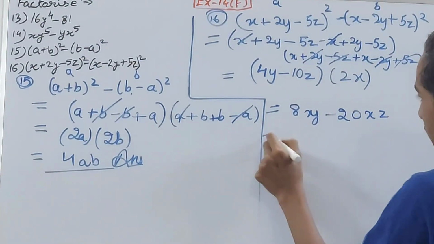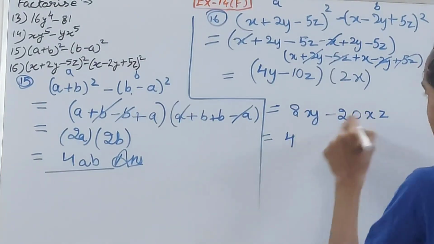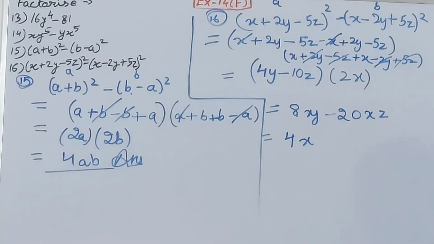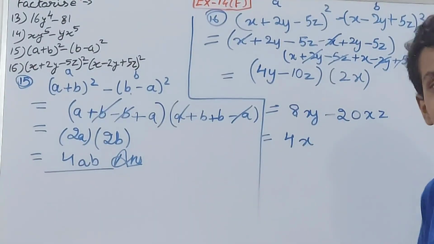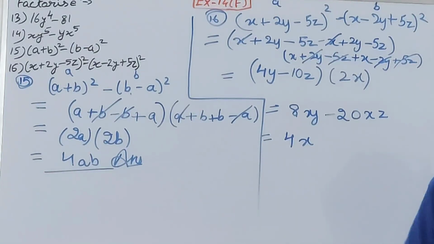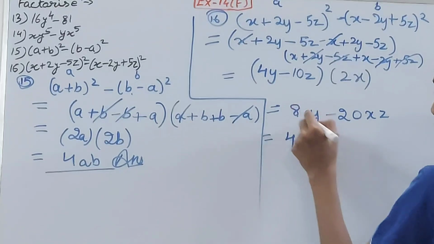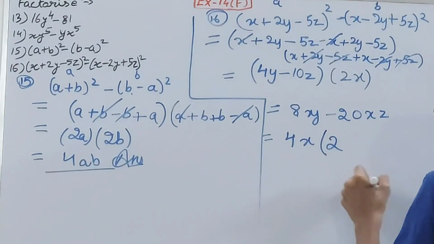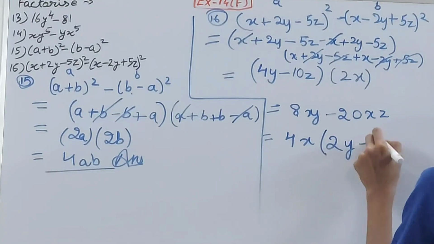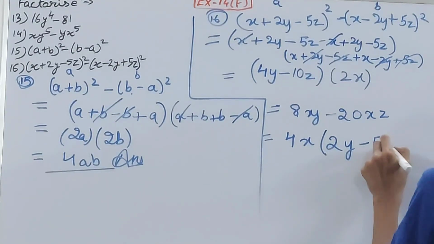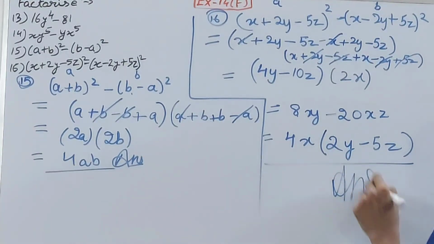Again take common 8 and 20, so we can take 4 common. X and x we can take common, y and z we cannot take common, right? From here 8 and minus 20 will be factorized by 4. 4 is the highest common factor, that is HCF of 8 and minus 20. And then we have taken x also common. 4, 8 will go 2 times by 4, x and x cancel, so 2y, minus 20 goes 5 times by 4, x cancel, so z. 4x into 2y minus 5z, that is your final answer, right?